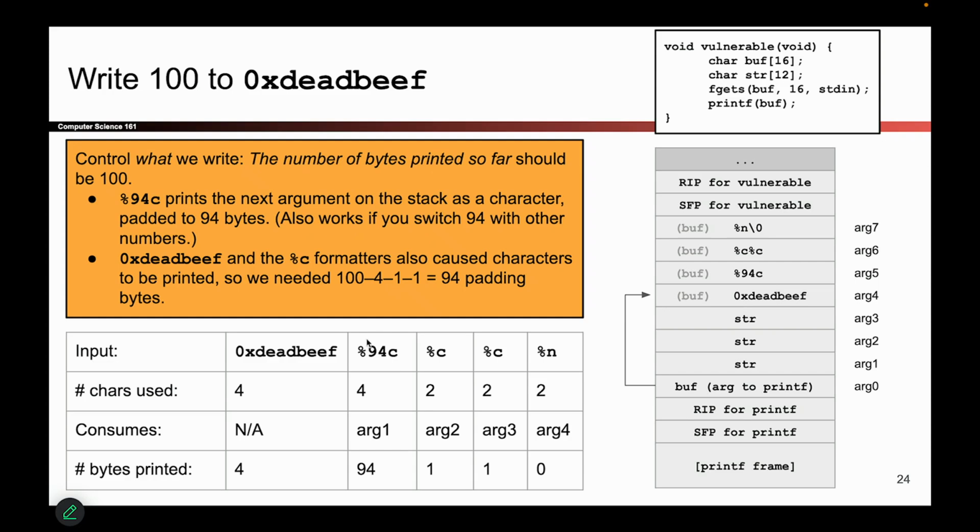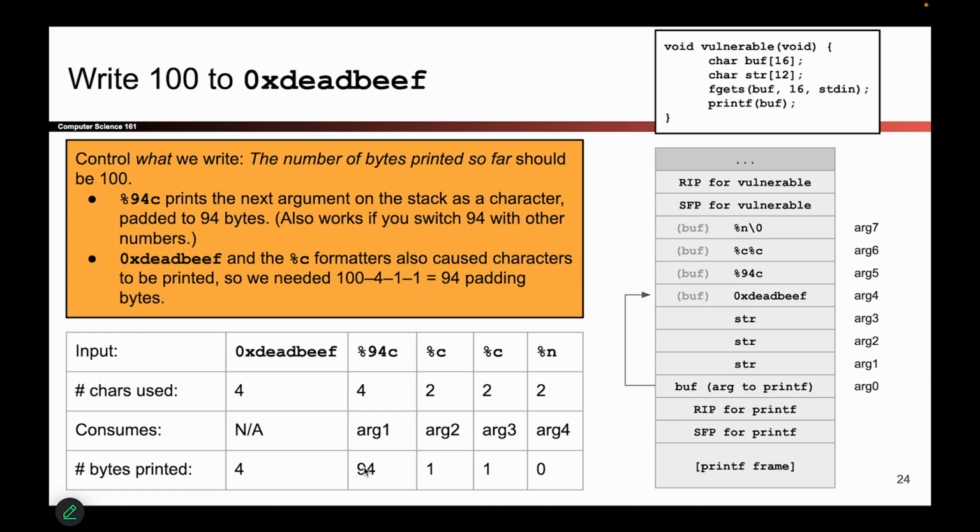So that's a nice little hack that's going to allow us to print out 94 characters without writing 94 A's, because that would have been very annoying and also would not have fit in the buffer. So this %94C, to make a long story short, prints out 94 characters. It goes on the stack, takes the next unused argument, prints it out, and if it's not 94 characters, it will add extra spaces until it's 94 characters.